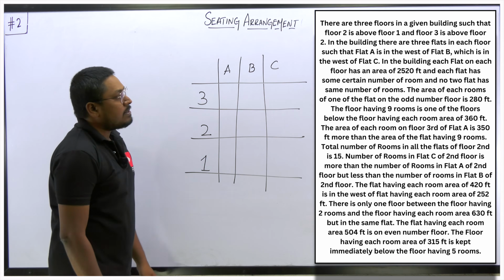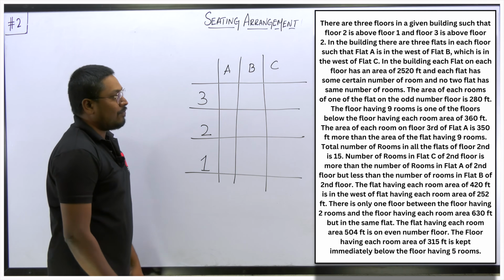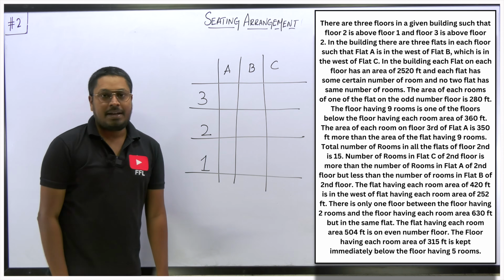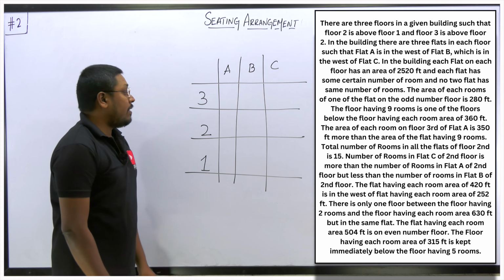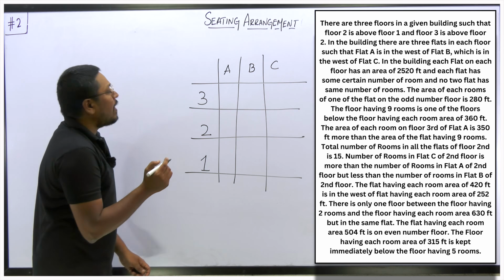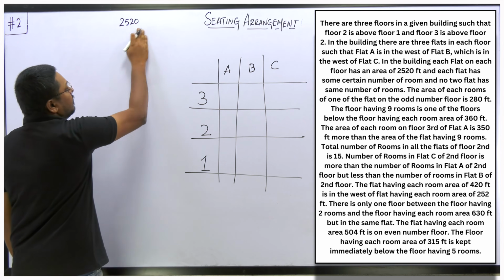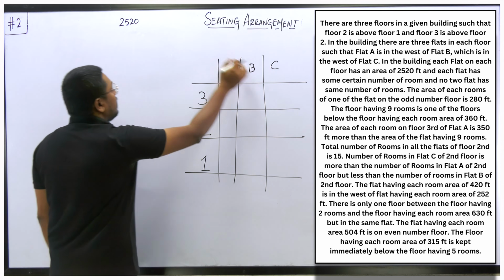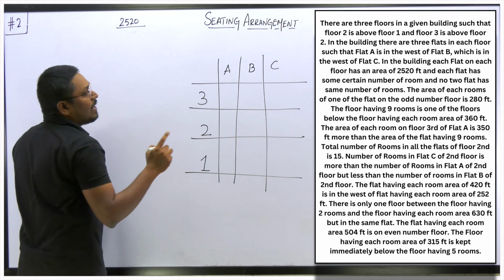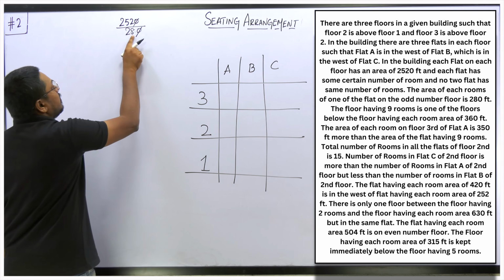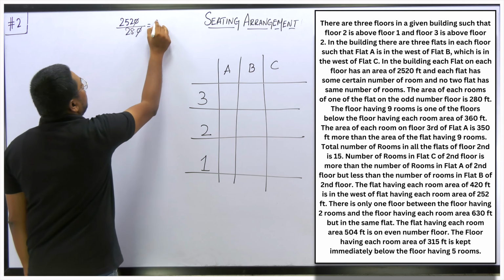So now what they are saying is the area of each room of one of the flats on an odd number floor is 280, right? So total 2520 is the total square feet of each flat. So each room of one of the flats is 280 feet. So we can cancel this. 9 twos are 18, 9 rooms, right?